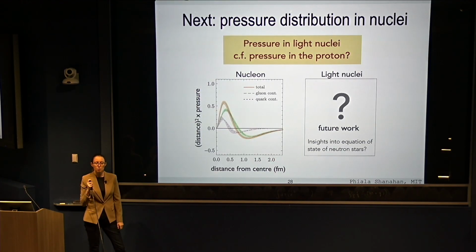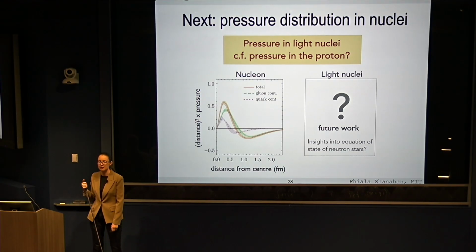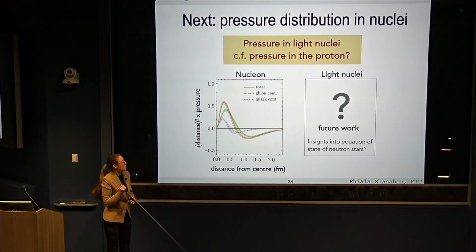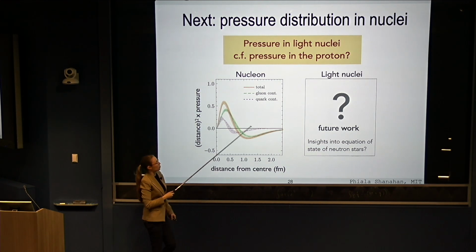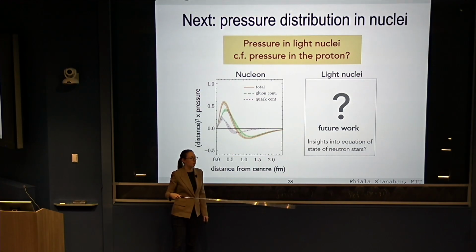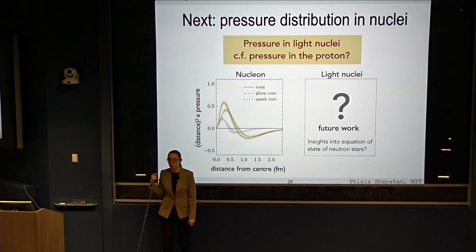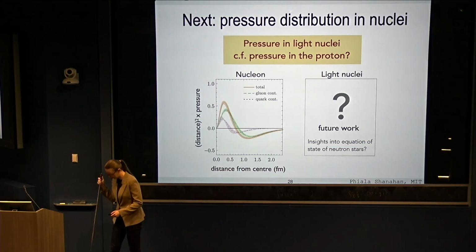So, pressure. I keep saying pressure. We can calculate pressure in the proton very precisely. What about, you've heard in this series, other examples of pressure. What about pressure inside neutron stars? Maybe if we could calculate the same sort of pressure distributions in nuclei, we could get first principles insight into the equations of state of neutron stars. That would be great. It is really, really hard.